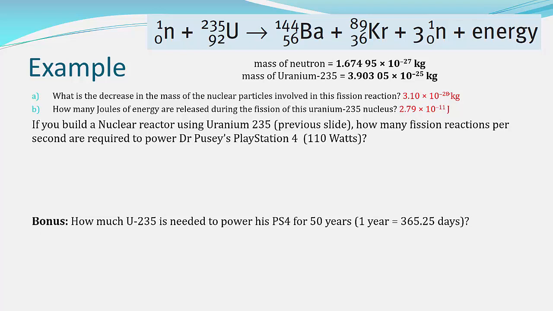The PlayStation 4 that I've got tells me it's 110 watts. Something you may or may not know is that power is equal to the change in energy, or the energy consumed, divided by time. So if I ask how many fission reactions per second are required to power my PlayStation 4, which is 110 watts, well, 110 watts means 110 joules per second. Knowing that every second my PlayStation 4 requires 110 joules of energy, how many reactions am I going to need for that to happen?